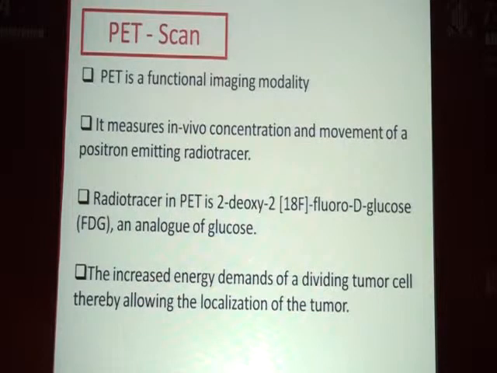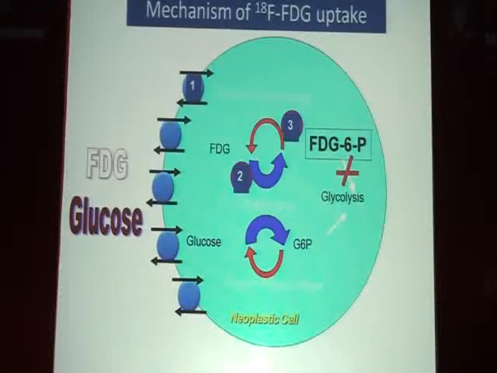PET scan is an emerging imaging modality for orbital tumors, and it measures in vivo the concentration and movement of a positron emitting radiotracer. The radiotracer that we commonly use in PET is 2-deoxy-18F-fluoro-D-glucose, which is an analog of glucose. Basically the principle of PET is that this radiotracer is taken up more actively by the tumor cells that are metabolically more active than the normal cells. So this is the mechanism of 18F-FDG uptake.